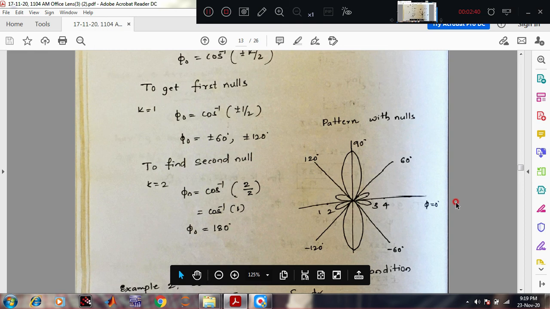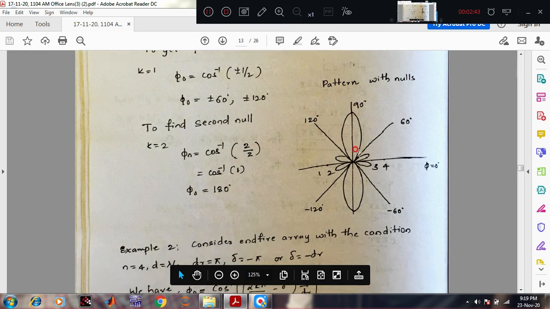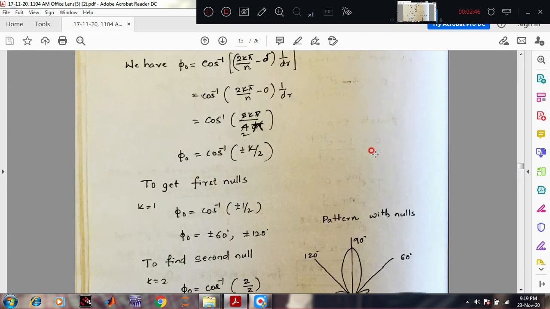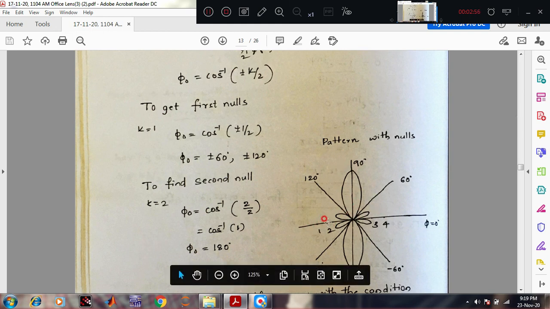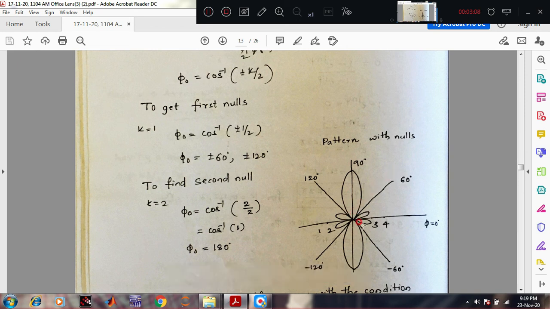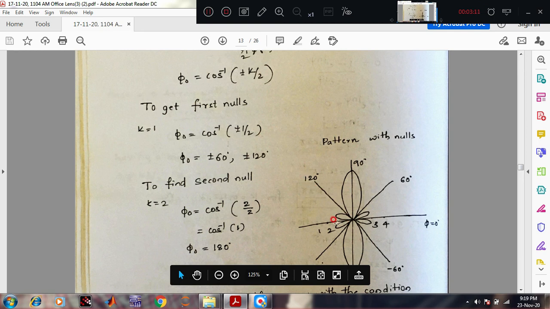So you can see the radiation pattern here. They have mentioned it's a broadside array, right? So maximum radiation will be in the vertical, meaning perpendicular to the array axis. These are the array elements 1, 2, 3, 4. Maximum radiation will be in the perpendicular direction with respect to the array axis. But nulls' directions mean where there is no radiation, those are called nulls: 60 degrees, minus 60 degrees, plus 120 degrees, minus 120 degrees, and then 180 degrees, it's a null direction.